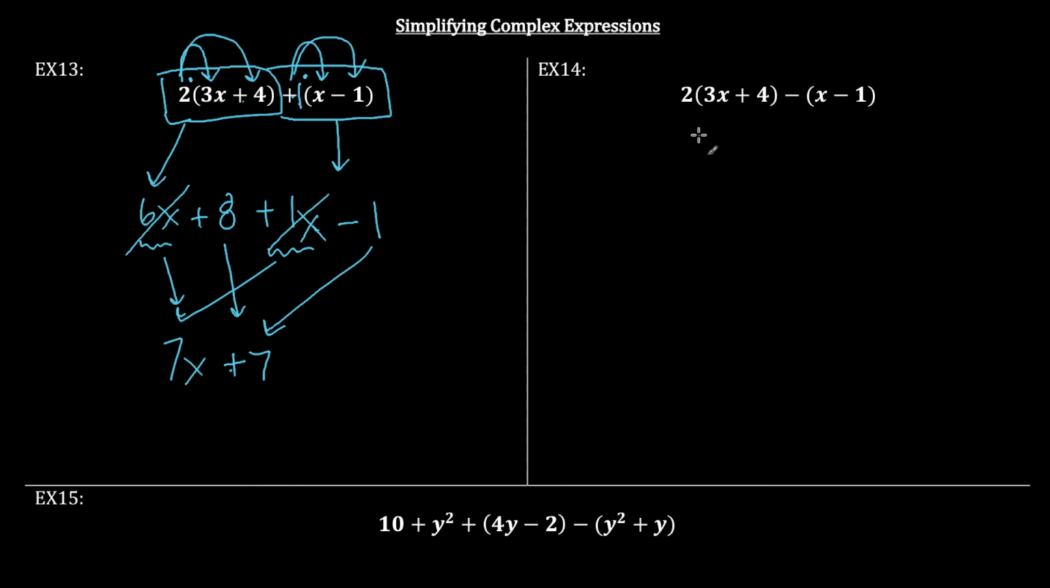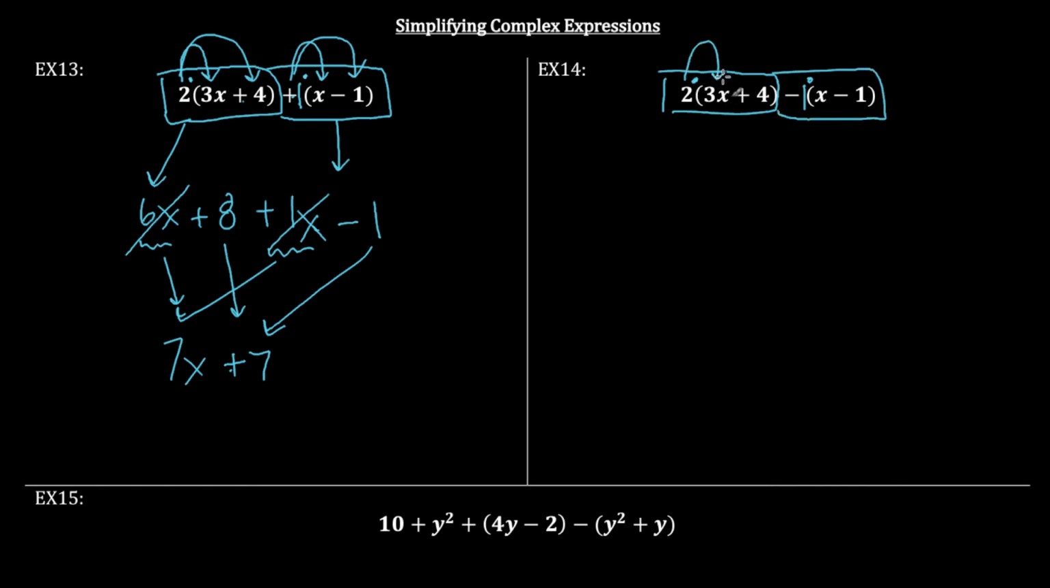Okay, let's look at the next problem. So this is pretty much the same problem, but it has a subtraction right here. So if you notice, this plus didn't do anything to x, didn't do anything to the negative 1. Let's see what happens here. So let's put the 1s first. And then 2 times, negative 1 times. We have this group, and we take away this group.